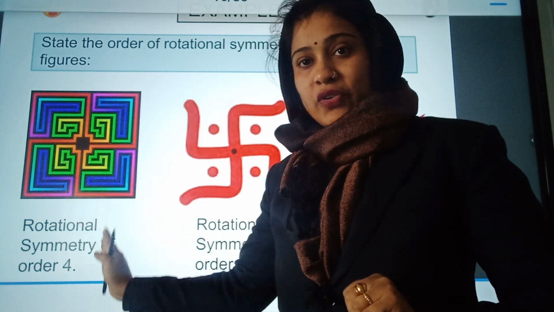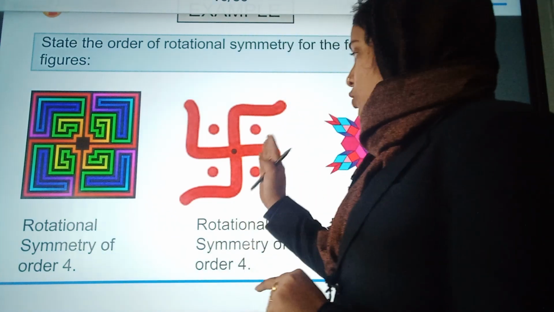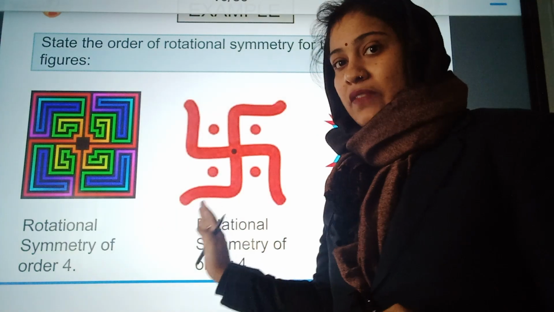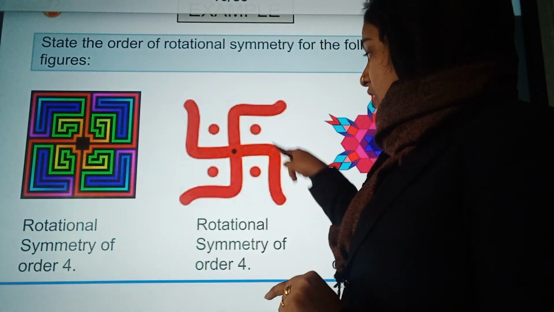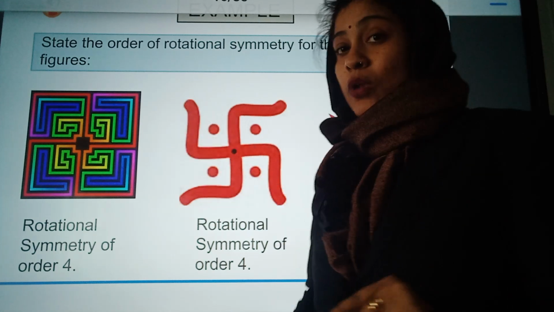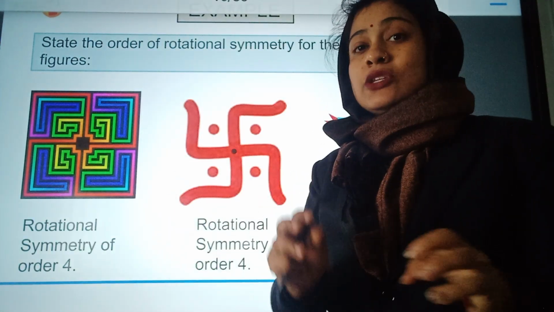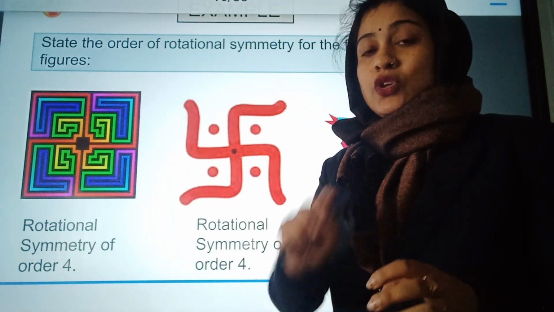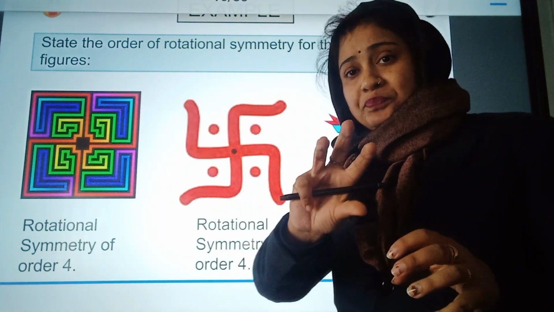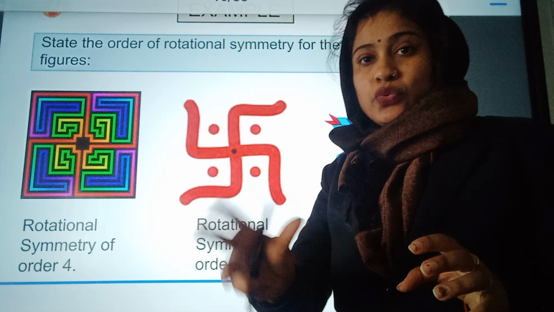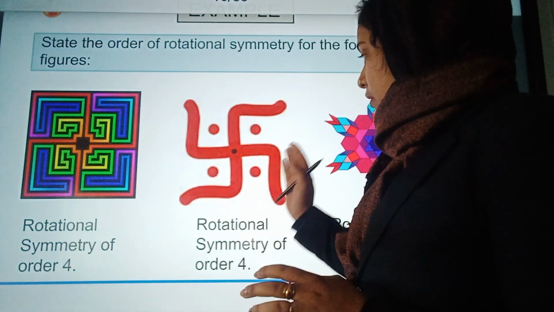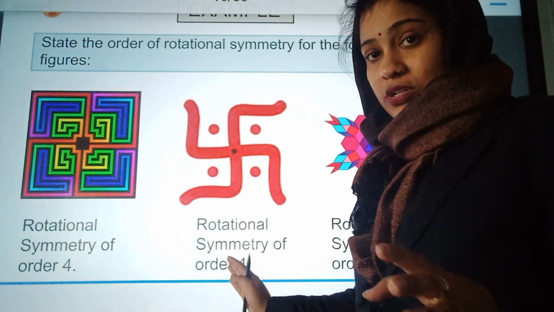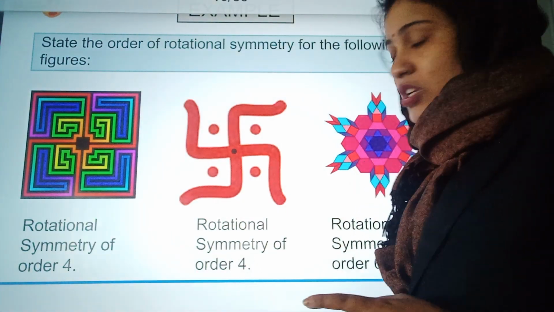So, what will be the order of rotation? 4. In the case of the swastika, since the sides are not given, can you see the leaflets which are originating from this black dot? 1, 2, 3, 4, and they are all almost the same and all consist of a dot in that. Okay, so if I rotate it by 90 degrees, 180 degrees, 270, 360, at all these values of the angle, we will get exactly the same picture of the swastika. So here the order of rotation is 4.